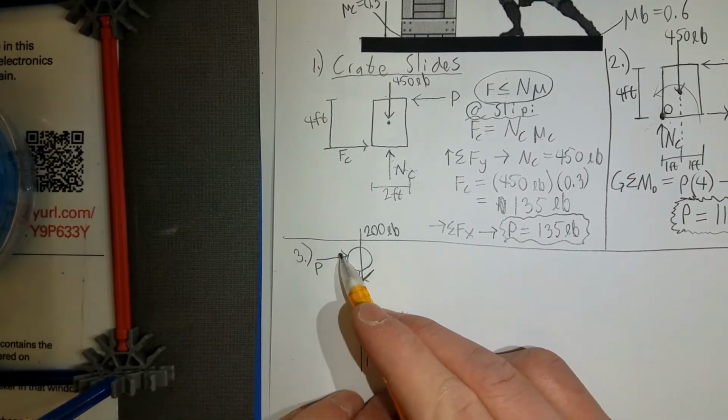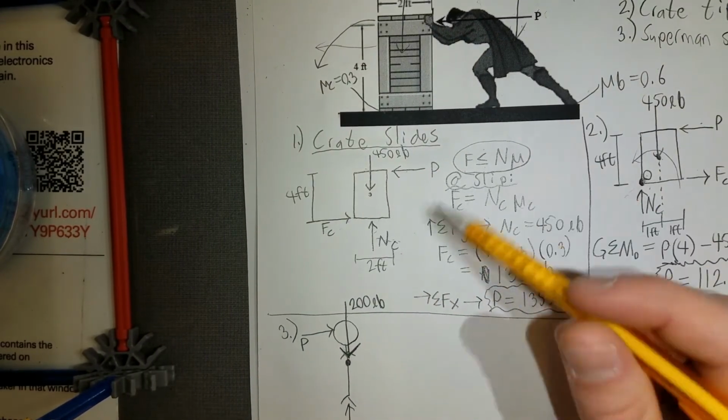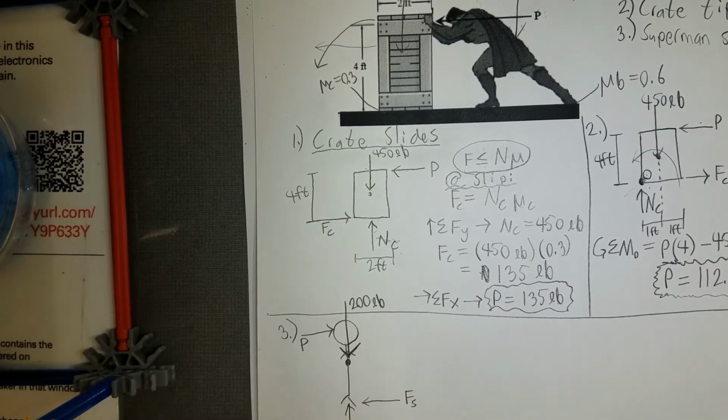But anyway, we've got the P force acting on Superman here. And last but not least, if he's not slipping, he's going to have a friction force, Fs, acting on him there.